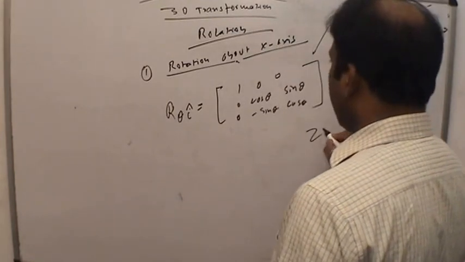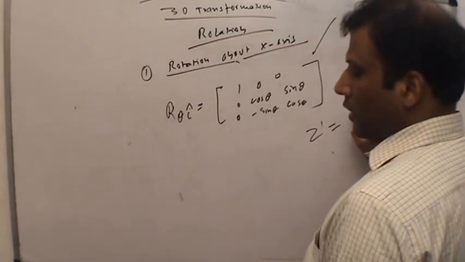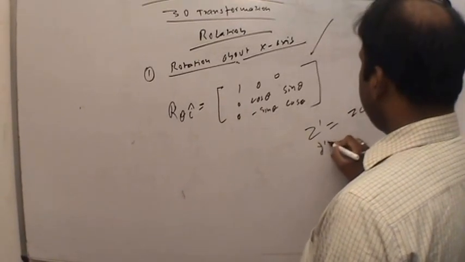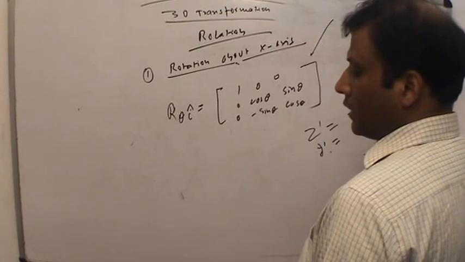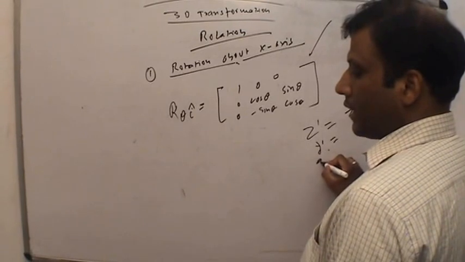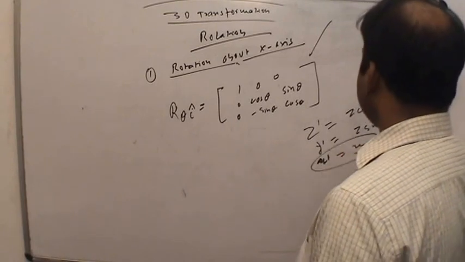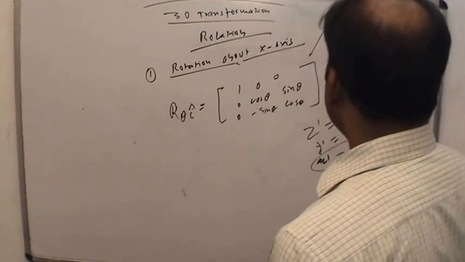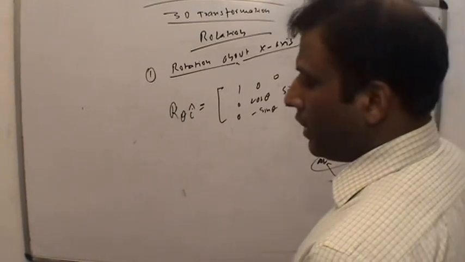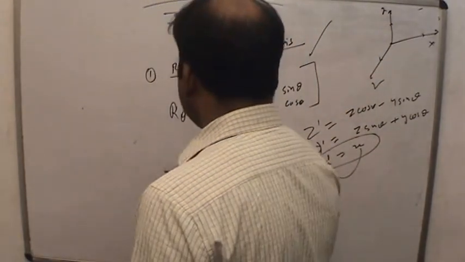We know that when we rotate the object along the x-axis, we have z dash equal to z cos theta minus y sin theta, and y dash is equal to z sin theta plus y cos theta, and x dash is equal to x, because we are moving the object along the x-axis. So then we have the value x displaced in x1.